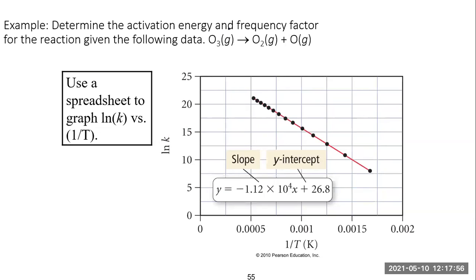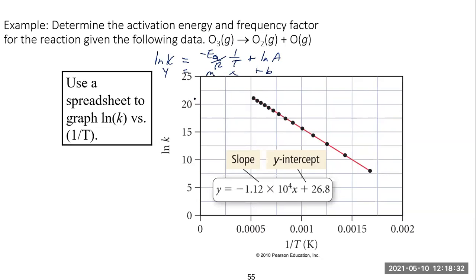And the question here is asking two things. It is asking, what is the activation energy and what is the frequency factor for this reaction based on the information that we got before. So again, looking at our formula that we've been looking at here, the natural log of K is equal to minus E_A over R, times 1 over T, plus the natural log of A. Again, our y is equal to mx plus b.